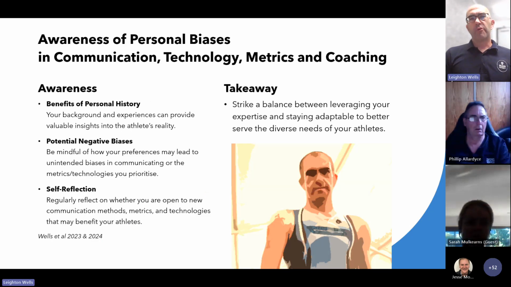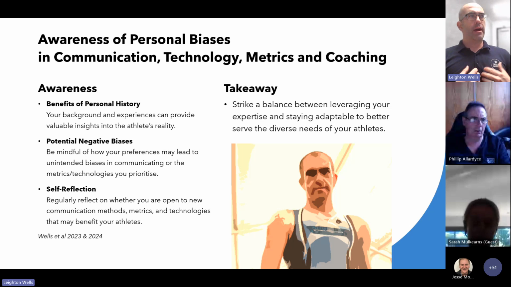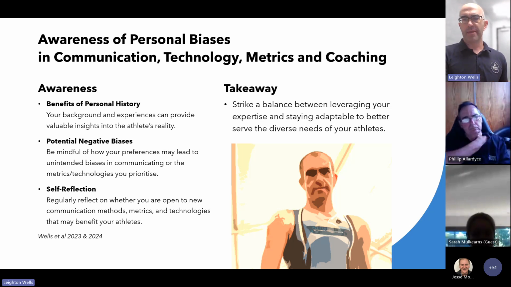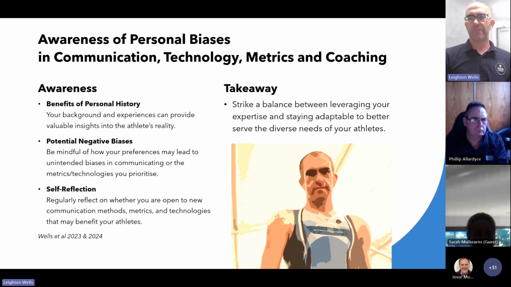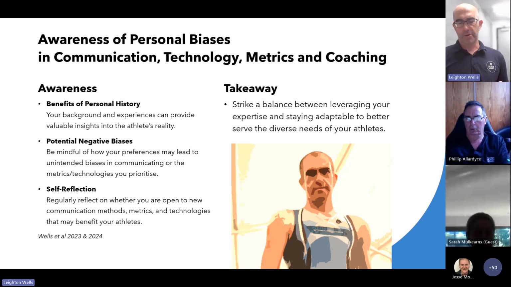What we've seen in our research is that our biases as coaches, our backgrounds as coaches with our work history, conversations that we've had, certifications that we've done, carry with them that experience and those conversations with other coaches or whatever the case may be, carries with it some biases, positive and potentially negative biases.